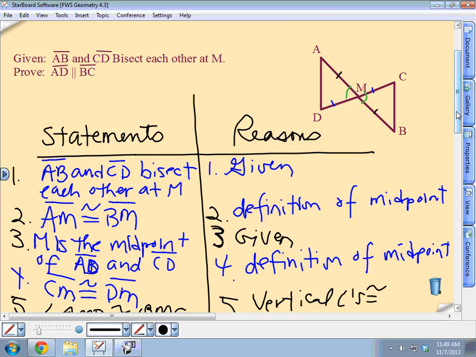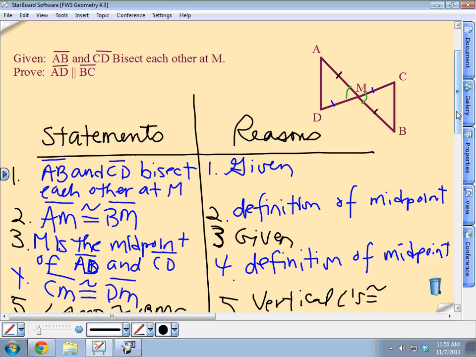So now you've proved two triangles are congruent, but now what? Well, if those two sides are congruent, we know they're congruent, but why do BC and AD have to be parallel? That's what you're trying to prove, that this line and this line are parallel. You prove that they're congruent, but that doesn't prove that they're parallel. How do you prove that?